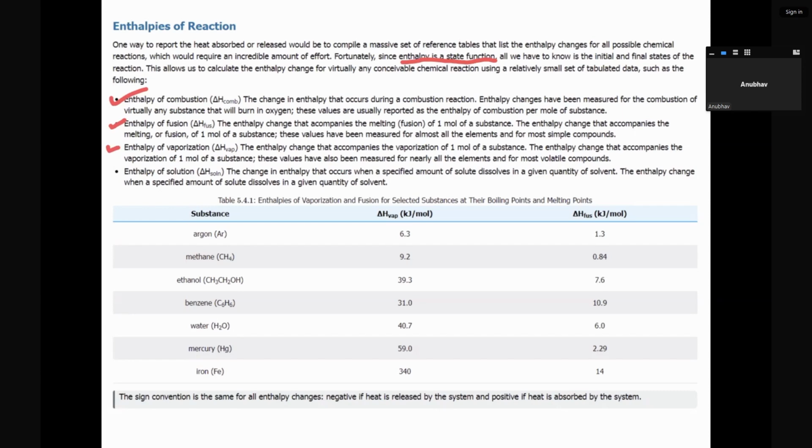So, for all the elements and for most of the volatile compounds, which means those which are vaporized quite easily, for example, naphthalene.